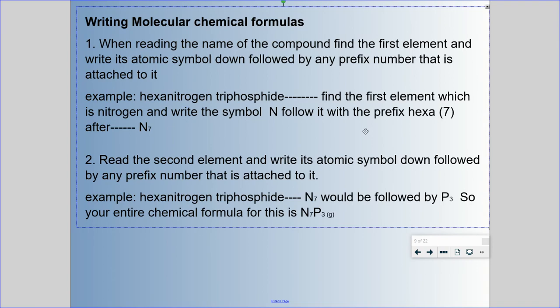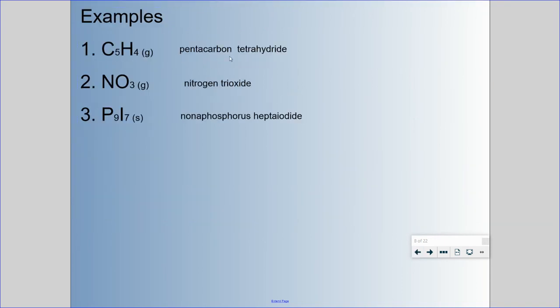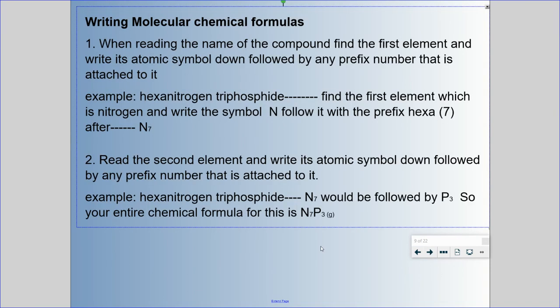So that, ladies and gentlemen, is an example of how you name them, but we have to go the opposite way. We have to be able to look at these names and go to their chemical formulas. So we're going to go backwards now. What you're going to do is you're going to write these steps in your notes and the examples as we go along, as there's no fill in the blanks. So make sure that you have these written down.